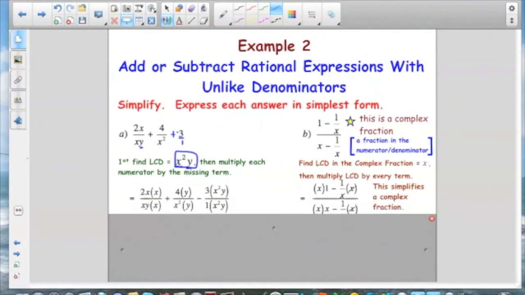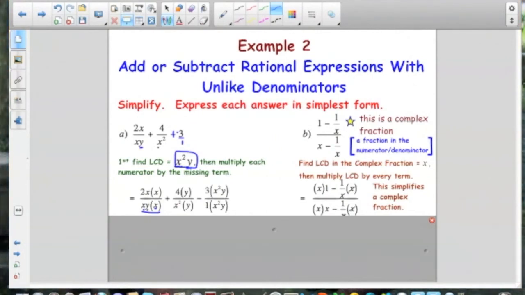So now if you look down at the next step here, I know my common denominator is x squared y, so I'm missing an x in this first part, see? X times y, so I'm missing the x, so I put an x up there. Now in the second one I have an x squared, it's missing the y of that common denominator, so I multiply y by y. And here I have a 1, so it's missing the whole thing, so I multiply there.